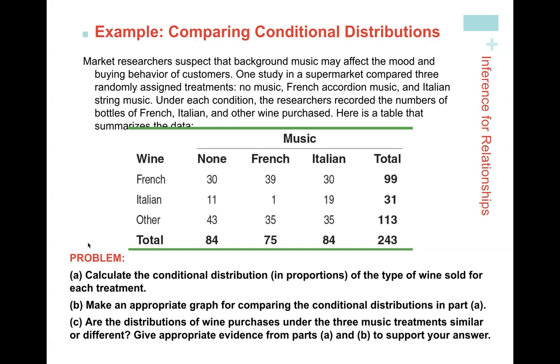Here's our problem. Let's calculate the conditional distribution in proportions. So 0.03, 0.10, whatever, right?